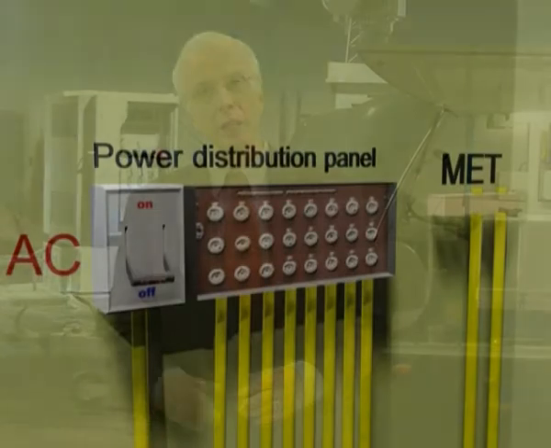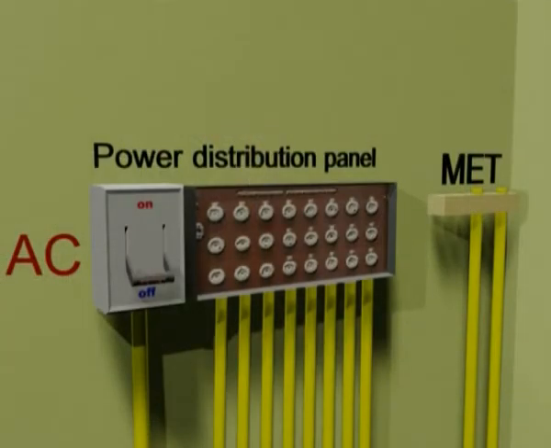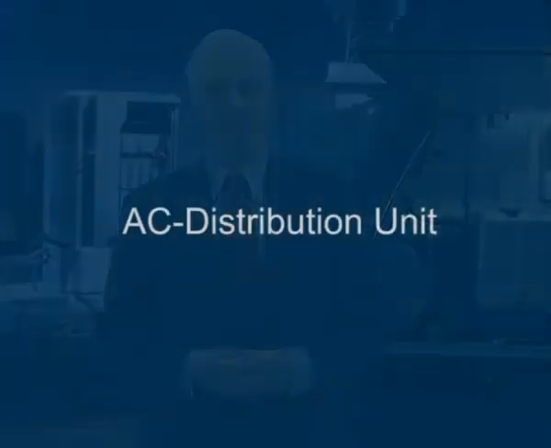After the AC has passed through the AC protection devices, it's usually split up from one large AC cable into a number of smaller AC cables called AC distribution cables. Each one of these smaller AC cables then feeds one or more rectifiers with AC.